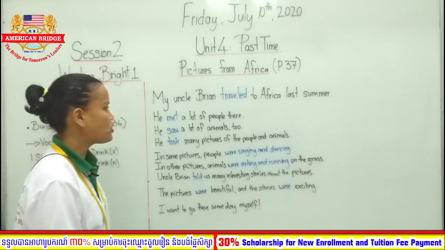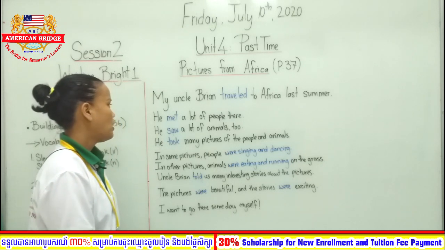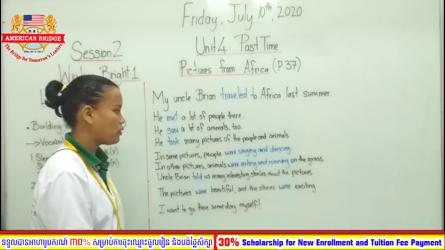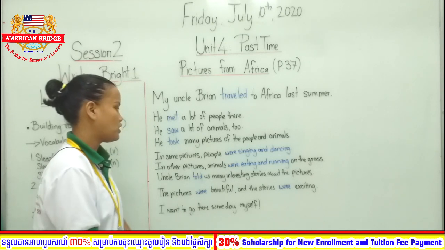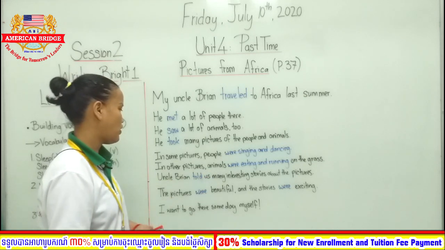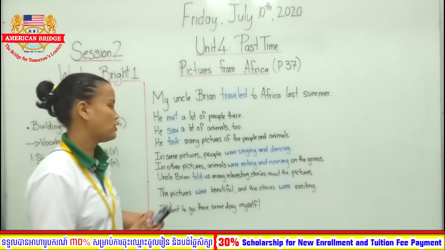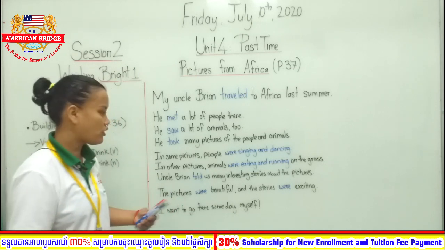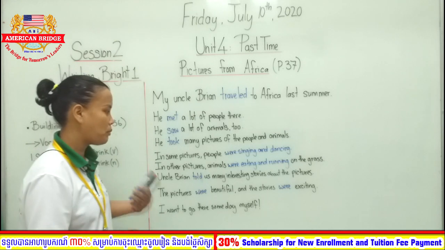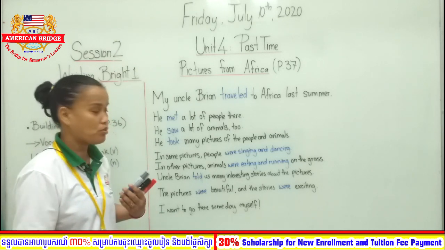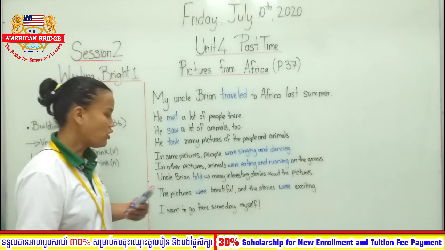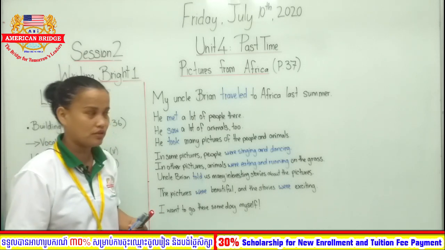My Uncle Brian traveled to Africa last summer. He met a lot of people there. He saw a lot of animals too. He took many pictures of the people and animals. In some pictures, people were singing and dancing. In other pictures, animals were eating and running on the grass. Uncle Brian told us many interesting stories about the pictures. The pictures were beautiful and the stories were exciting. I want to go there someday myself.